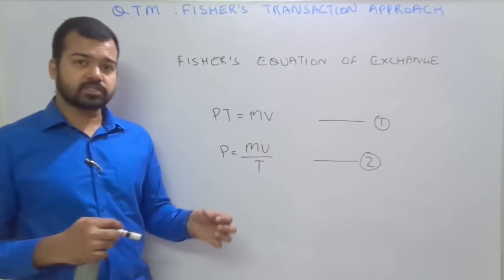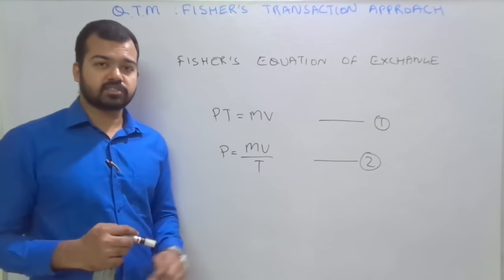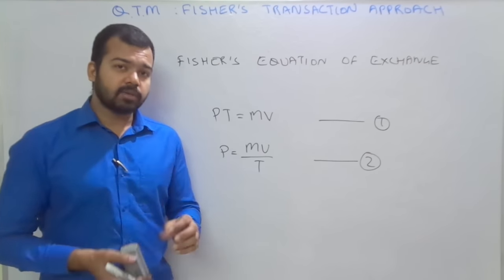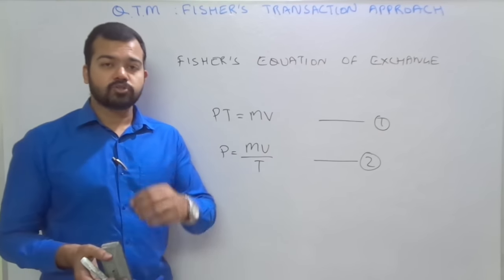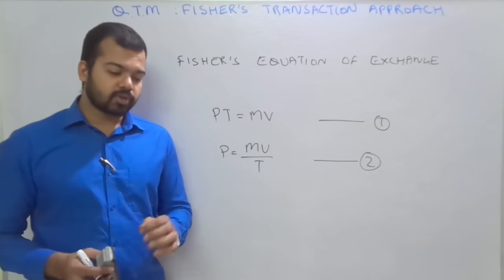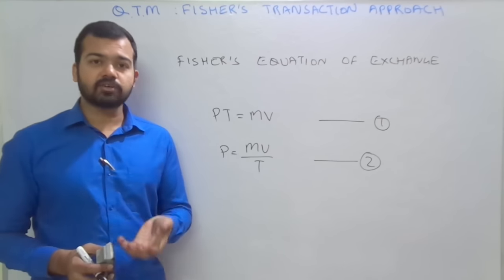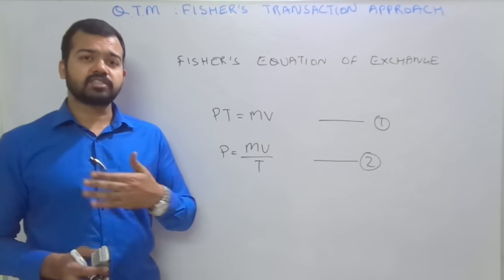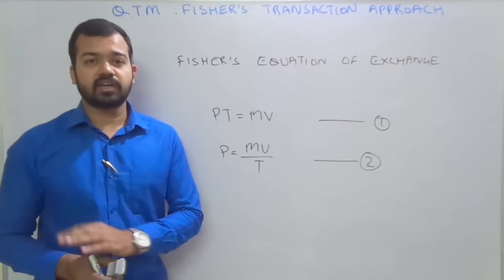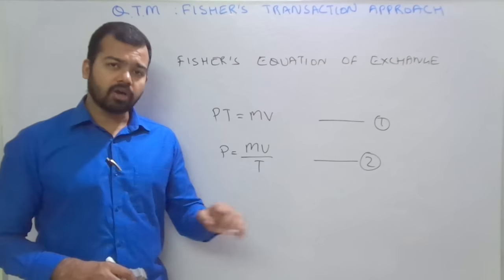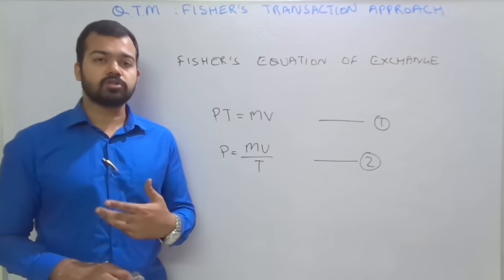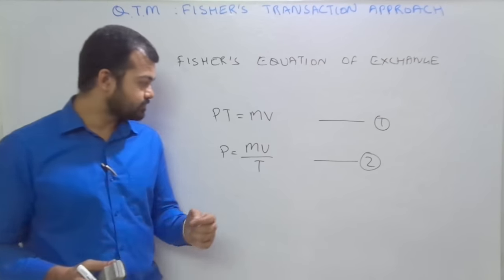Now according to Fisher, first of all we define this transaction. So transactions are fixed in the economy because they depend on the size of the economy. So at a particular time we have a limited amount of transactions. Can you imagine, in the case of the Indian economy, the amount of transactions in the year 1950 was very different when we compare with 1980, 1990 or 2017. So we can say that the number of transactions also depends on the size of the economy.